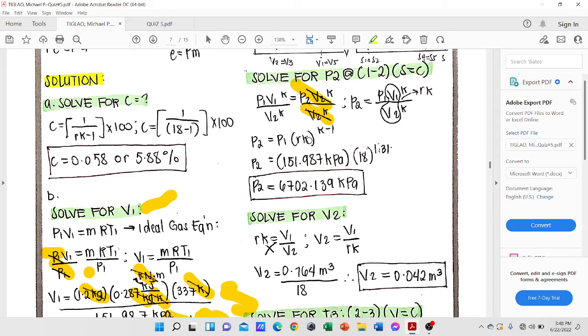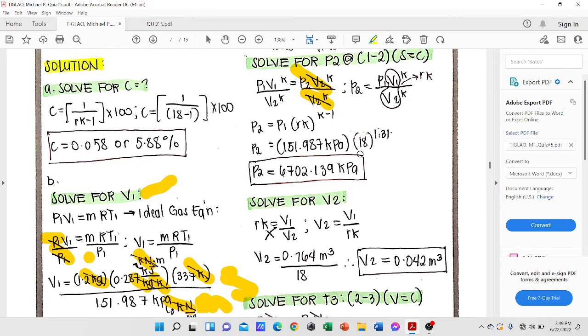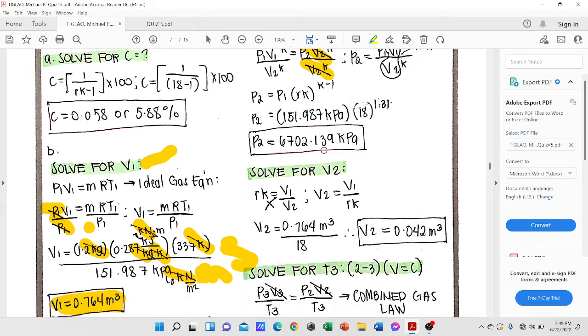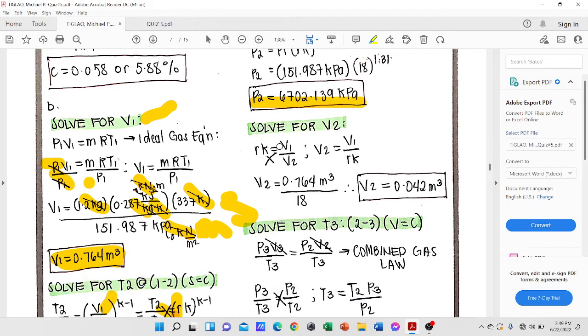Then, substitute lang natin yung mga given or yung value. Bali, P1 natin is 151.987 kilopascal. Then, yung RK natin na 18. Then, raised to 1.31. Therefore, yung pressure 2 natin is equals to 6,702.139 kilopascal. Yan.